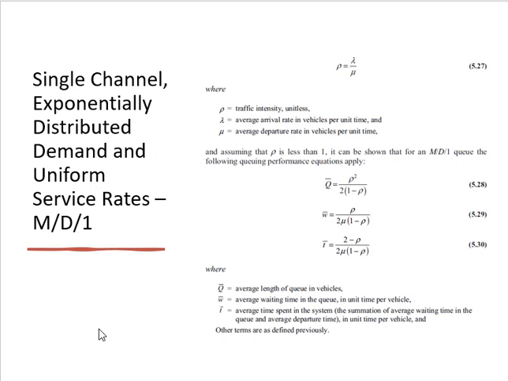Let's say we have a case of MD1. What is MD1? MD1 means the arrival is stochastic. Why do we say M, why not S? M means Markovian.